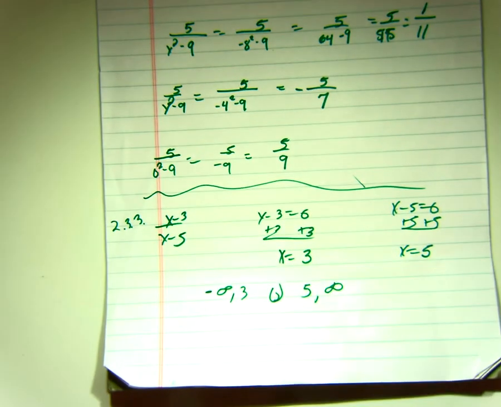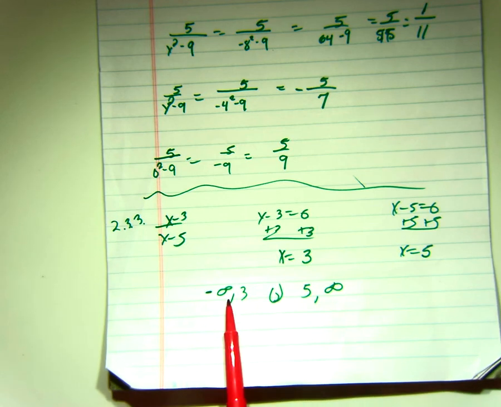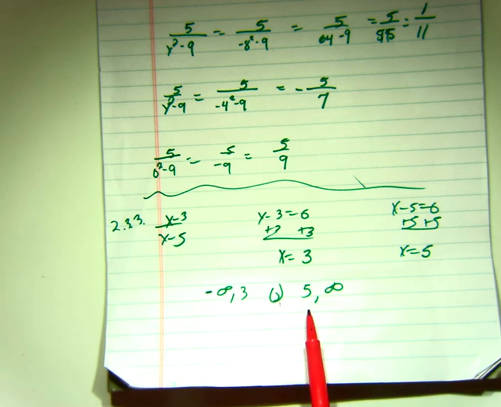you're going to solve for x for your numerator, which is x is 3. Then you're going to solve for your denominator, and x is going to be 5. But since these are two different entities, one is going to be negative infinity and 3, union 5, and then positive infinity. Now the reason why they're doing that, remember, this is a fraction.